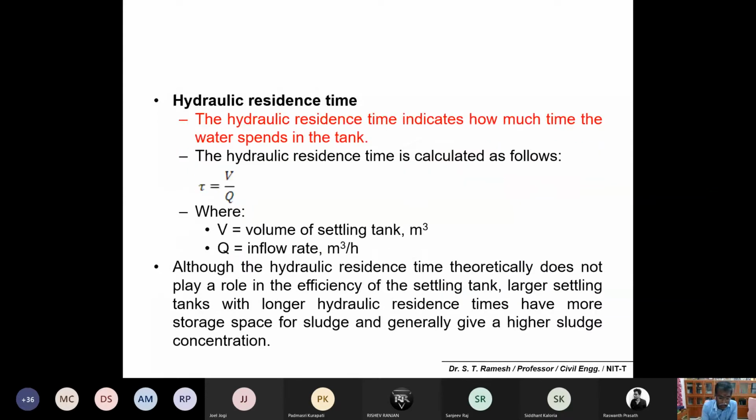And hydraulic retention time is very simple. Tau or T is equal to V by Q, where V is the volume of your reactor and Q is your flow rate. Once it has been designed and constructed, you should not alter the V value. So V is fixed, and any variation in Q will obviously affect your detention time. If Q is more, it will reduce your detention time. If Q is less, it will increase your detention time. So these configurations you just check out.